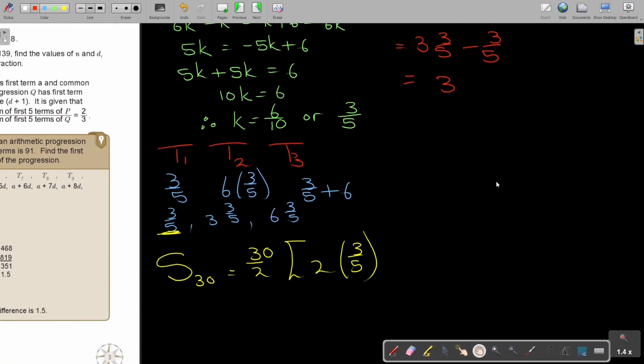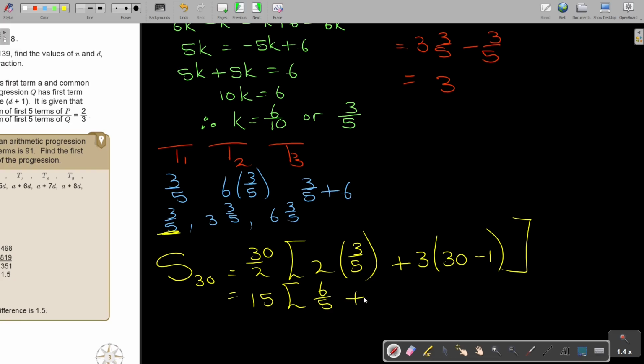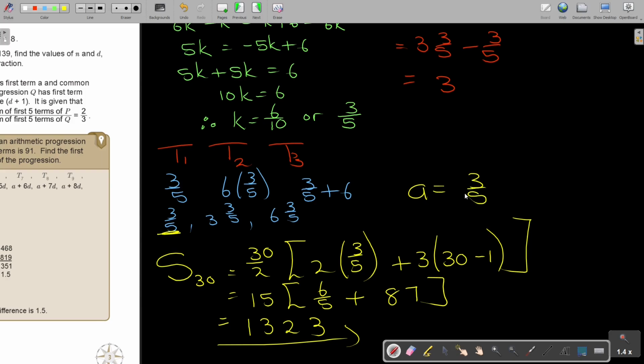Did you see that? So then I'm just going to say plus 3, and then it's 30 minus 1. And that's going to be 15. And now I'm just going to simplify this. It's 6 over 5 plus 29 times 3, which will be 87. And if I simplify all this, I'm going to get 1323. And that will be the sum to 30. So just remember to work out D, and you had A. A was 3 over 5, and that was the value of D. Not so difficult. Okay. Let's clean and let's do number 2.